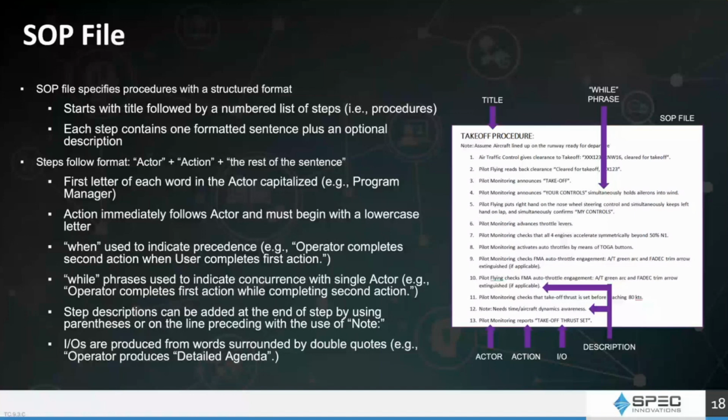And then of course the step descriptions can be added as well. Again, we take more detailed information and make it available in the description field, or using a note kind of thing. The IOs are produced from words surrounded by double quotes. So if you look at "takeoff" and "my controls", those kinds of things are indicators of something somebody said. That's an input to somebody else, right? I'm saying that so that the other pilot, if I'm pilot monitoring, so that the pilot flying hears it and knows that occurred. Okay, so I think you can see how this works.